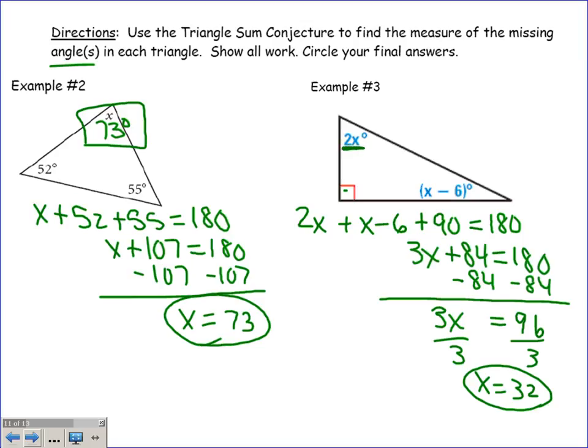Here's the deal. This angle is 2x. So is it 32? No, it's 2 times 32. I'm going to write 64 next to it because that's 2 times 32. And this angle down here, well, it's not 32 either. It's actually 32 minus 6, or 26 degrees right there. So sometimes you have to go back through and plug these numbers back in, so substitute. Even though you got 32 as an answer, you need to come back through and substitute them back into the original problem as well.